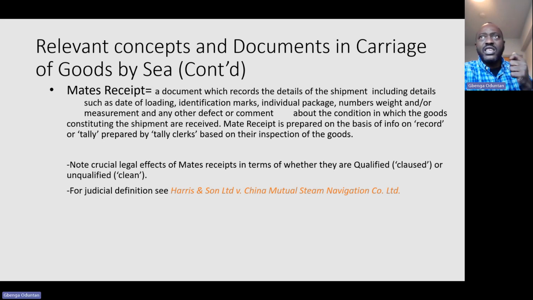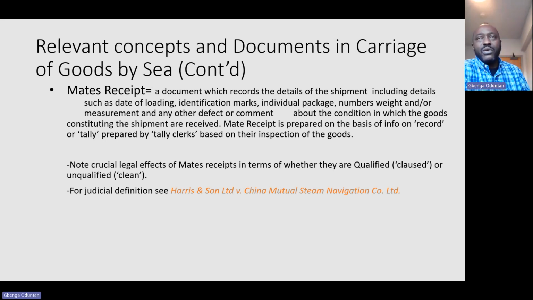So the mate's receipt is an initial document filled by the ship's mate, the official on the ship, the official that works for the ship owner, which identifies which goods are produced on board, the date of the loading, identification marks, how many packages, in what condition do they arrive, are they soiled, are they wet, are they damaged, are the cars chipped, whatever it is, the paint around the car, is it in good order, whatever it is that helps to solidify and give us certainty as to the condition of the goods when they arrive and the condition of the goods when they should be handed over.